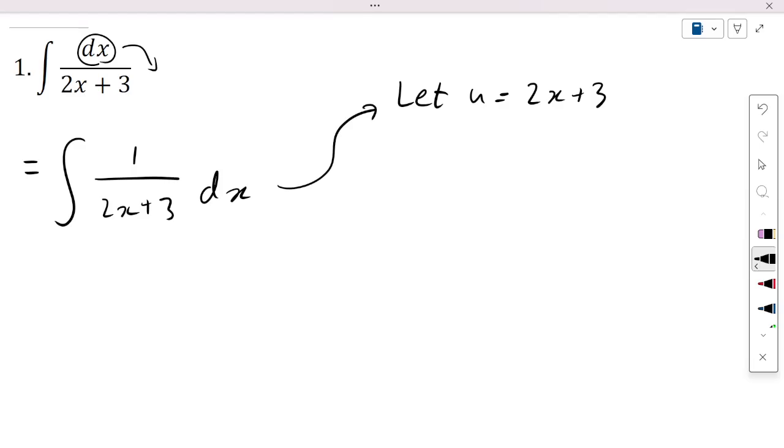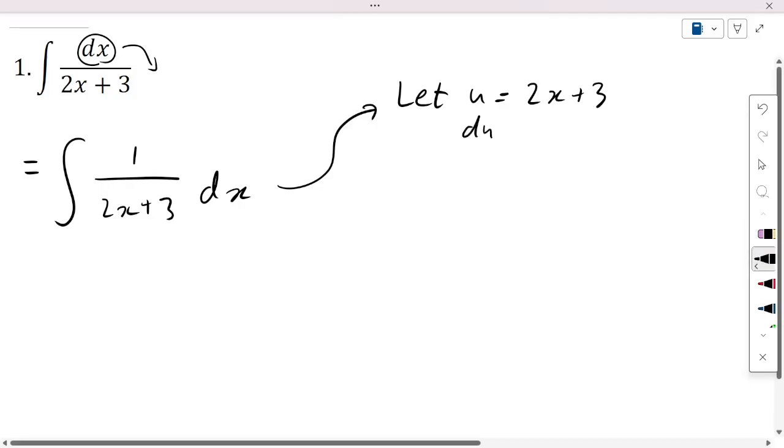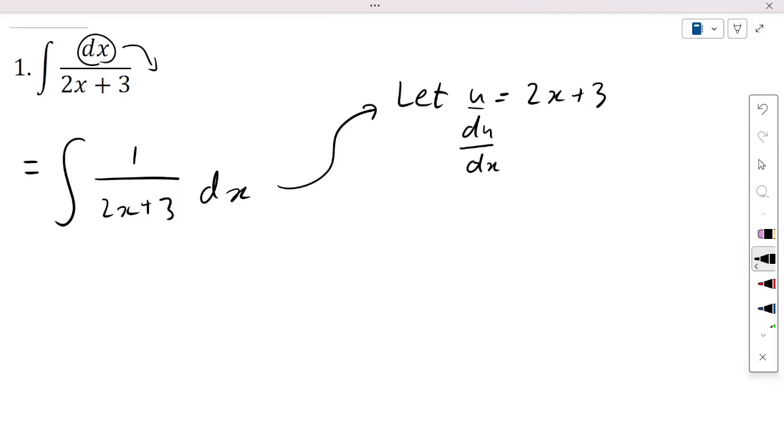Now our steps go as follows. We first let u equal the complex part of our problem, and then we take the derivative, du by dx, right? Because u is the subject of the formula, and it is in terms of x, it has respect to x, basically. What is the derivative of this whole thing? The derivative of 2x is just equal to 2. The derivative of positive 3 is equal to 0. So it's just going to be 2.